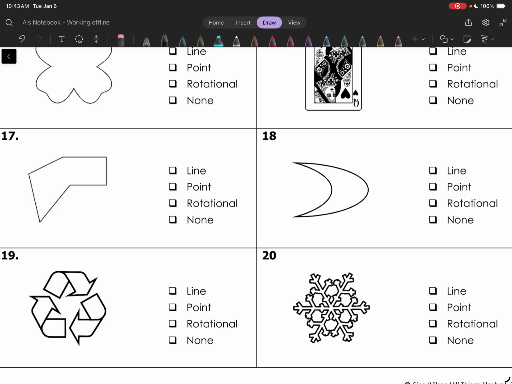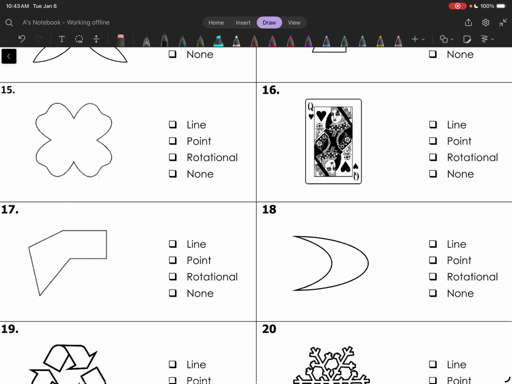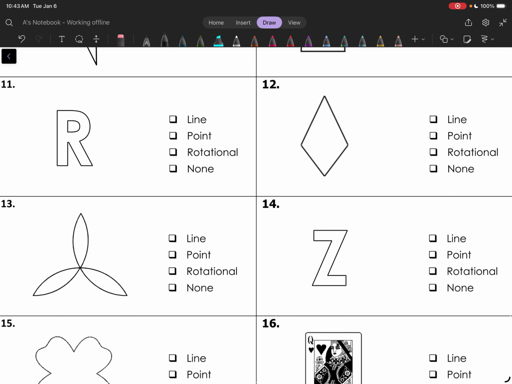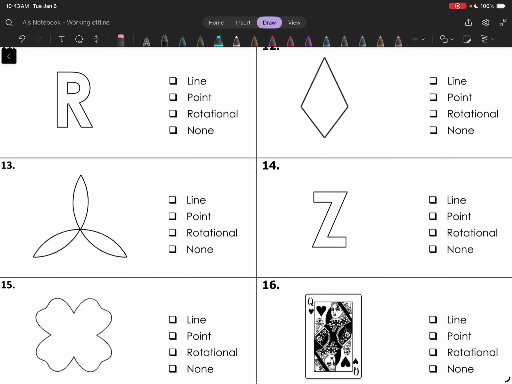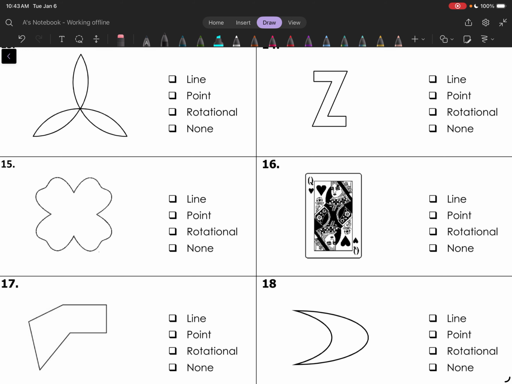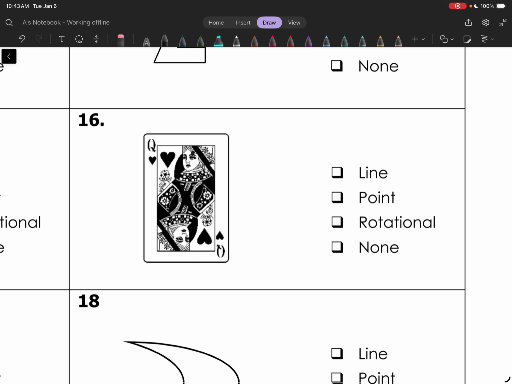Number 16, I think you can do the rest. So I'm going to do 16, and then I'll mark the rest for you. Now 16 is a little bit tricky. First off, it does have point and rotational symmetry. We'll start there. You can flip it upside down, it'll be the same card.